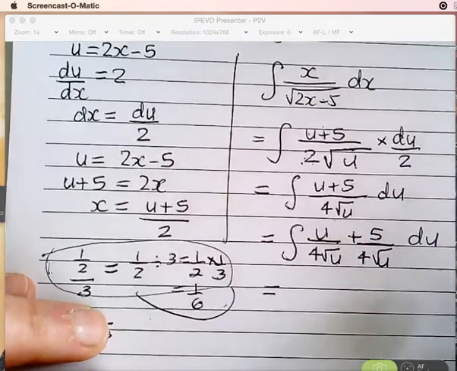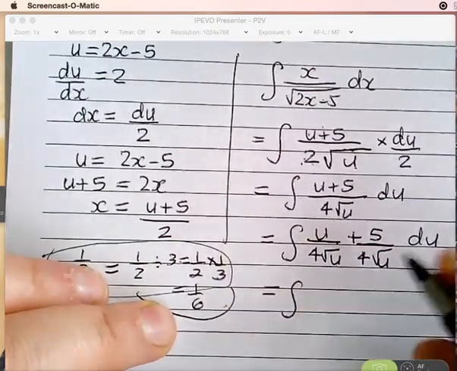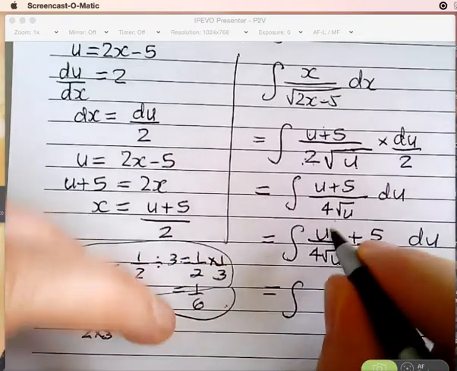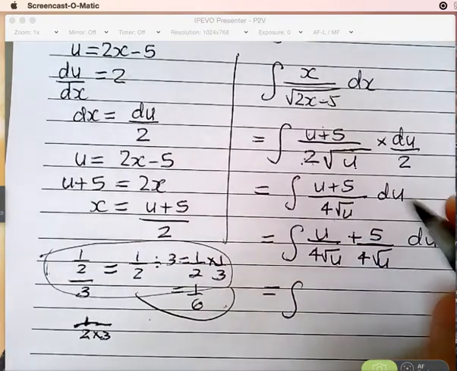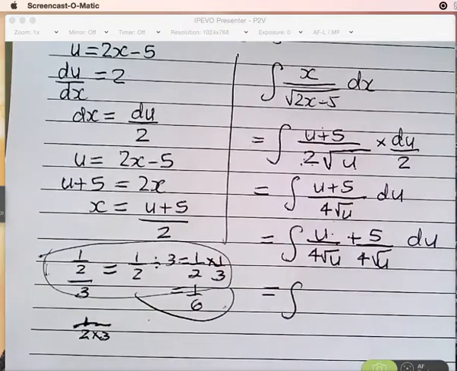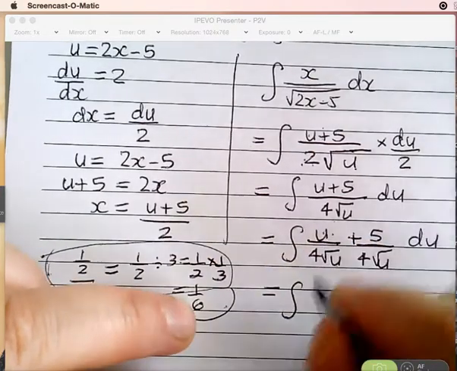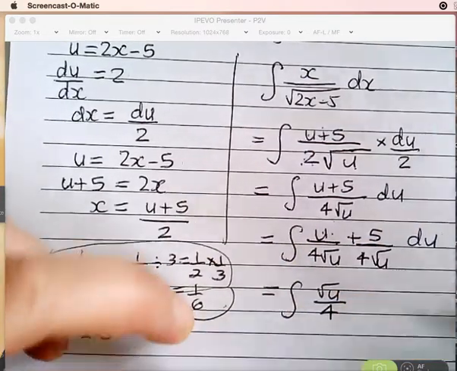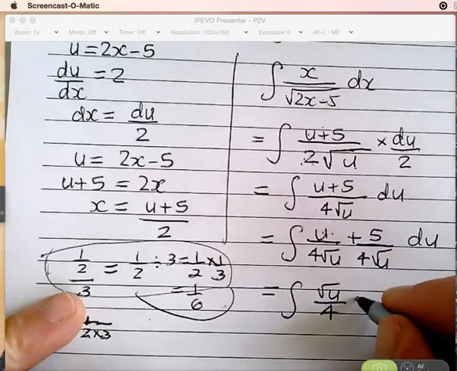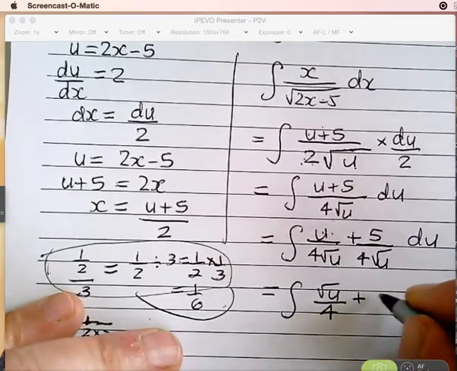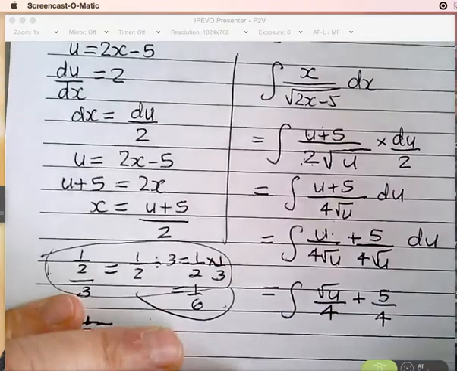What do we got? What's u on root u? Girls, u is root u squared. So you get root u on 4. Girls, we've done that before. Plus, now 5 on 4. I don't want that root u on the bottom.